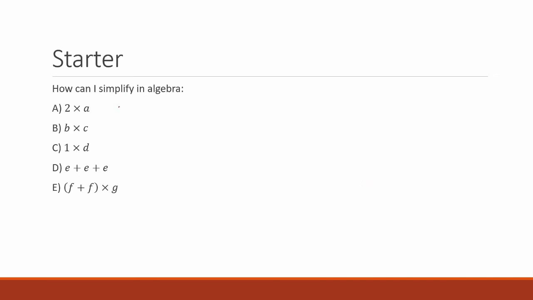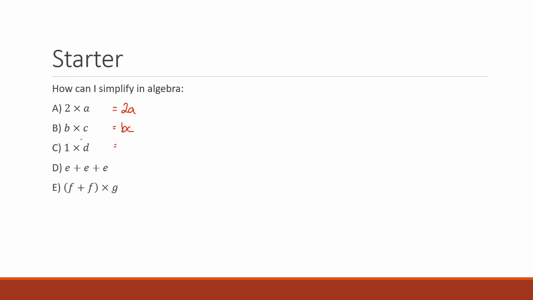So here's an example of how we can simplify in algebra. If I have 2 times a, well, that simply means that I have 2a. We imply multiplication when we put the number and the letter up next to each other. Here we have b times c. Well, we can rewrite that as bc. Here I have 1 times d.